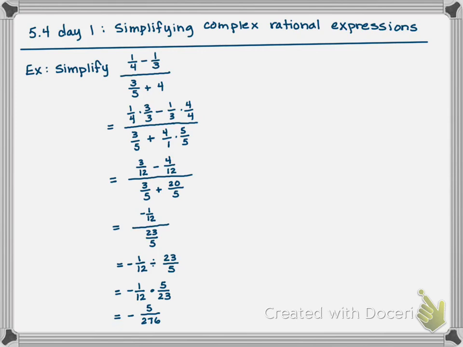And we can get an idea of its size, right? 5 over 276 is a really, really tiny number, right? Pretty close to 0, in fact. And so just looking at that fraction, you can get an idea of how big its value is, which is always nice when you deal with numbers.